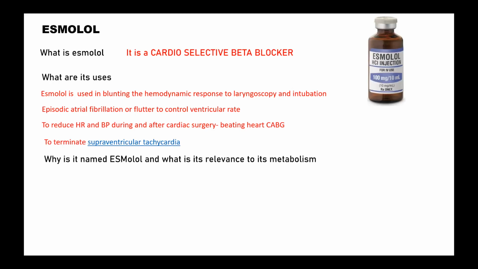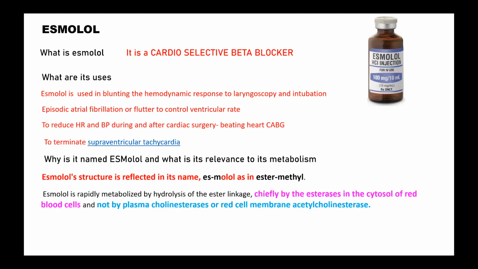It's metabolized by plasma non-specific esterase. Structure reflected, esmolol is ester methyl. And esmolol is rapidly metabolized by hydrolysis of ester linkage, chiefly by esterases in the cytosol of red blood cells, and not by plasma cholinesterase or red cell membrane cholinesterase.